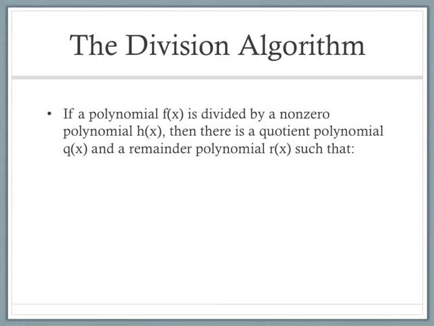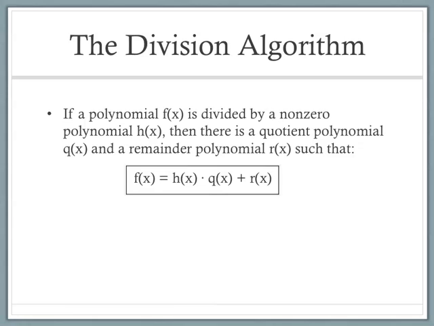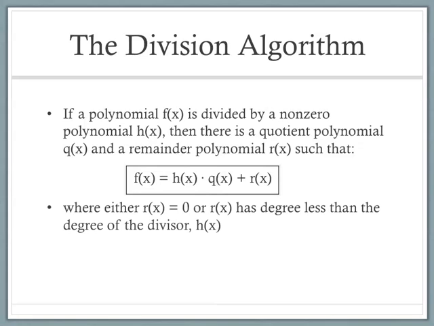So if a polynomial f of x is divided by a non-zero polynomial h of x, then there is a quotient polynomial q of x and a remainder polynomial r of x such that f of x equals h of x times q of x plus r of x, where r of x, which is the remainder polynomial, equals 0, or it has a degree that's less than the degree of the divisor.